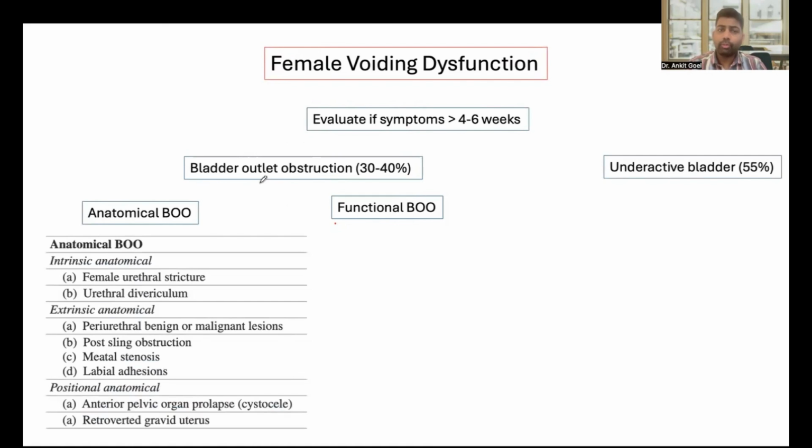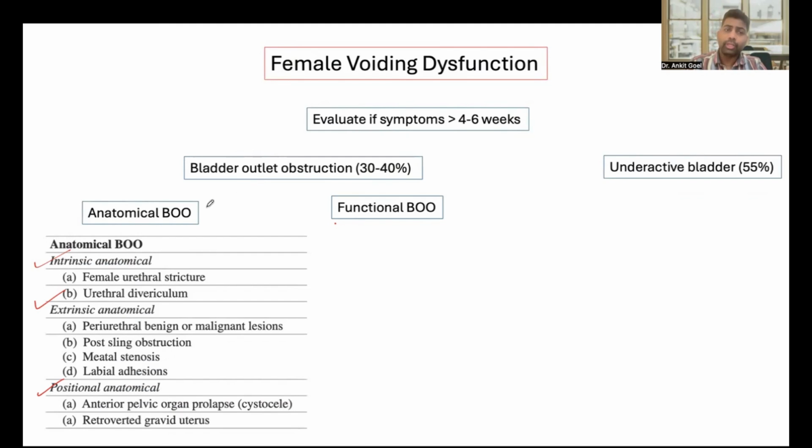Now, what do you mean by anatomical obstruction? Anatomical obstruction includes intrinsic anatomical obstruction, for example a stricture or a diverticulum, or extrinsic obstruction like adhesion, stenosis, or post-sling obstruction like an external compression to the urethra, or positional anatomical obstruction, for example when there is a prolapse, a cystocele, or a retroverted gravid uterus. All this causes anatomical obstruction.